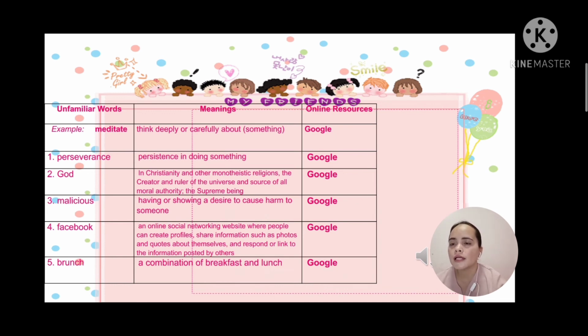Then, God, in Christianity and other monotheistic religions, the creator and ruler of the universe and source of all moral authority, the supreme being. Third, malicious, having or showing a desire to cause harm to someone. Next, Facebook, an online social networking website where people can create profiles, share information such as photos and quotes about themselves, and respond or link to add to the information posted by others. Then brunch is a combination of breakfast and lunch. Do you get the same answer, class?